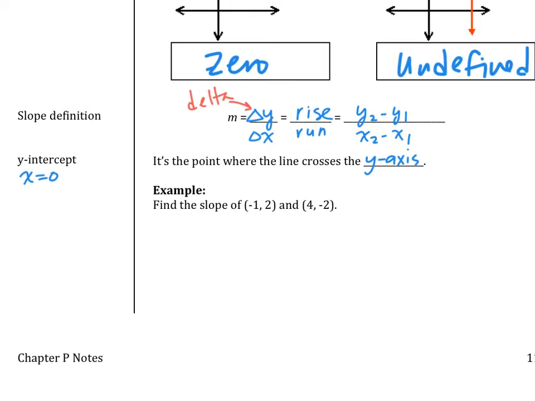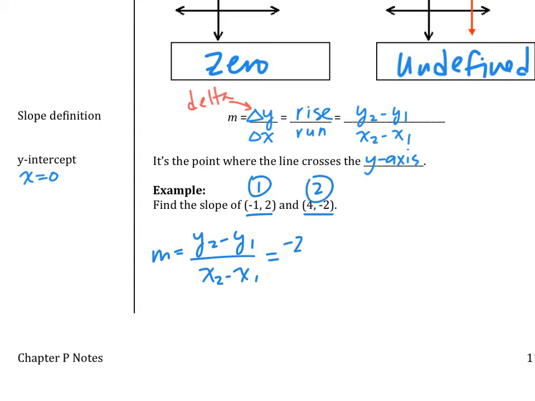So let's just practice. How do you find the slope between these 2 points? So y2 minus y1 over x2 minus x1. It doesn't really matter which one you make the first point, which one you make the second point. Let's just say this way. So y2 is negative 2, y1 is 2, and then x2 is 4, x1 is negative 1. So then we get negative 4 over 5.